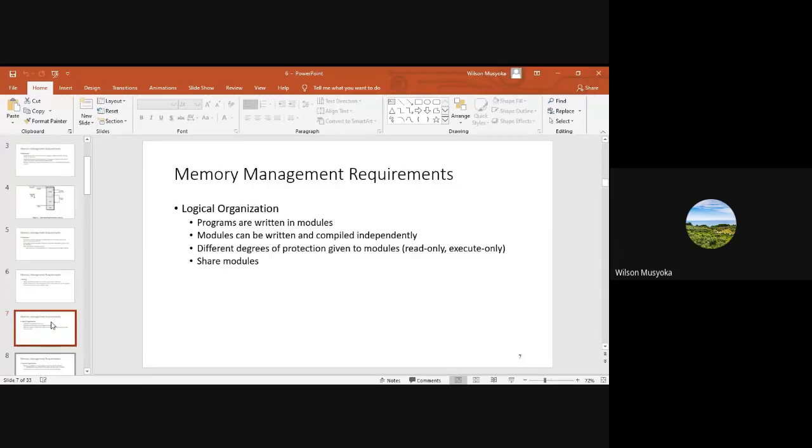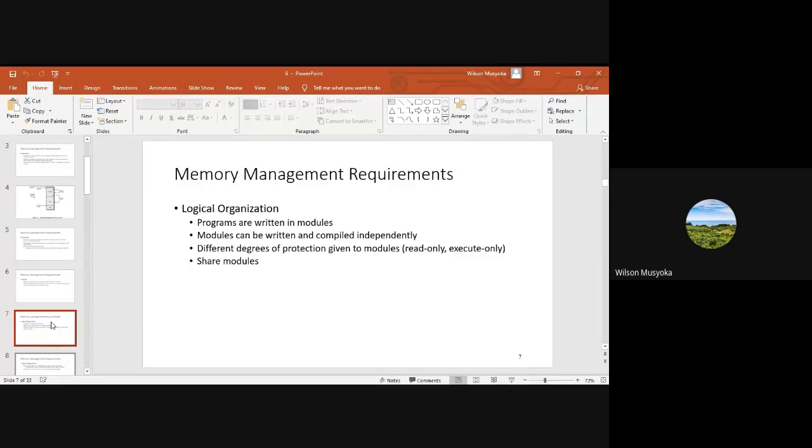Another requirement for memory management is logical organization. What we mean by logical organization is that there has to be some kind of procedure which is followed, or some set steps which are going to be followed when you are looking at memory.